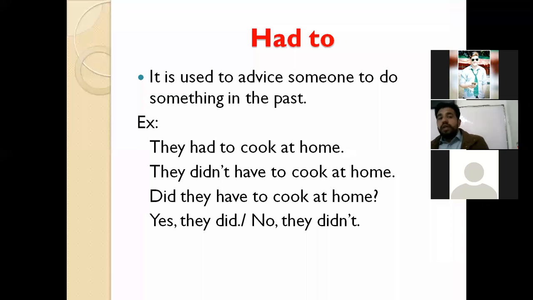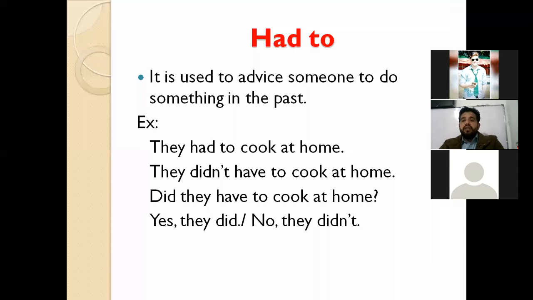Likewise, we have had to. So had to, it is used to advise someone to do something in the past. It is the past form of has to and have to. Like we said, they had to cook at home. So you are going to give advice, but the advice is actually for the past and that has finished. Likewise, suppose somebody told me that a friend, they went to the restaurant and they ate dinner in the restaurant. So what do I say?